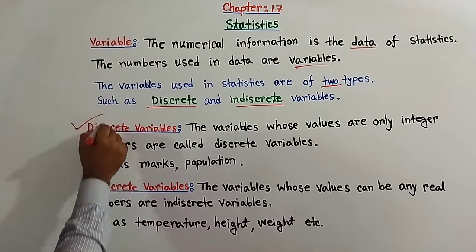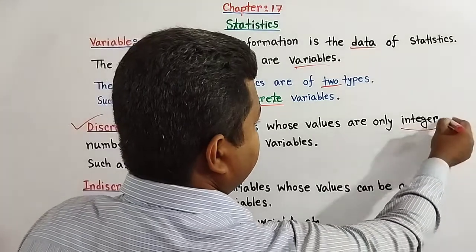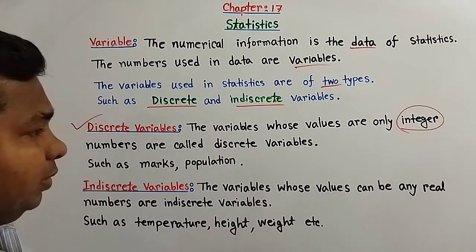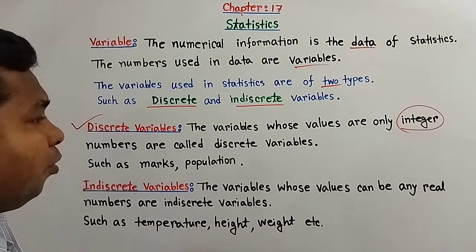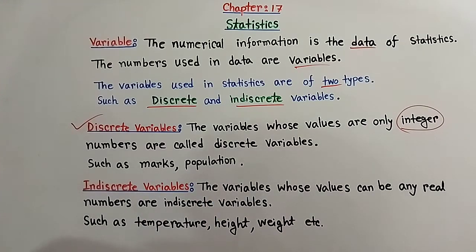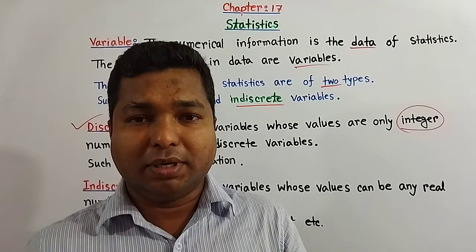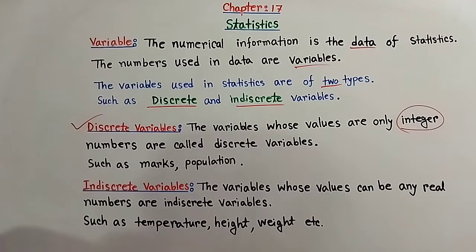Now, discrete variables: the variables whose values are only integer numbers. Only integer numbers are called discrete variables, such as marks and population. Those two examples are also important for your MCQ part. Here, the number of population can't be a fraction number. It can only be an integer number. So, the number of population and similarly marks obtained in an exam are also discrete variables.